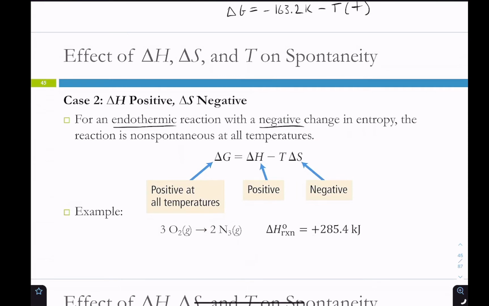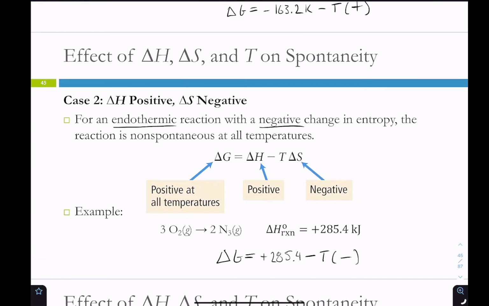So if we plug in, again, just the general signs here. So positive delta H, 285.4, minus some T, right? And temperature is always positive. And then it's a negative change in entropy. Now that negative change in entropy, we're subtracting a negative number, which means we're adding a number. This is always going to be non-spontaneous, because delta G is always going to be positive, doesn't matter what the temperature is.